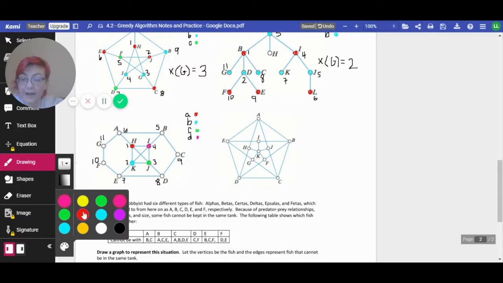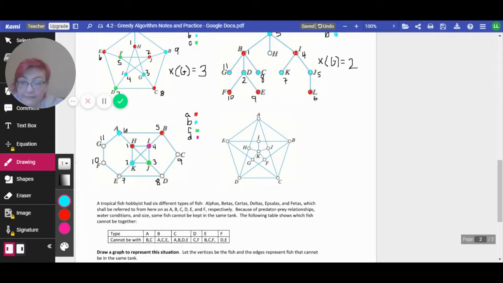All right, vertex 5 can be color A. Vertex 6 cannot be color A, but it can be color B. Vertex 7 can be color A. It's not already touching a red dot. Vertex 8 cannot be A because it's touching red, but it can be B. All right. Vertex 9 cannot be A or B, but it can be C. Vertex 10 cannot be A, but it can be B. And vertex 11 can be A.